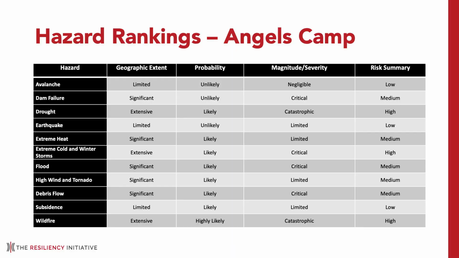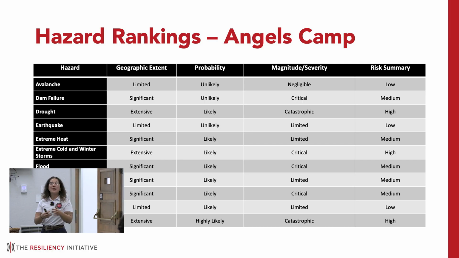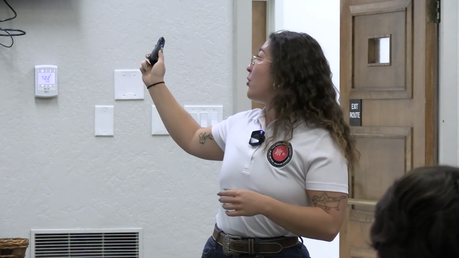And then Angels Camp, pretty consistent. Looking at wildfire, extreme cold and winter, and drought being those high priority hazards. And then I did not list Murphy's Sanitary District or Utica Water and Power Authority. They're in the plan, but with this being more of a community meeting, wasn't super necessary. A lot of them align with Angels Camp, with Utica Power and Water having a higher risk summary for dam failure, given that they own dams.